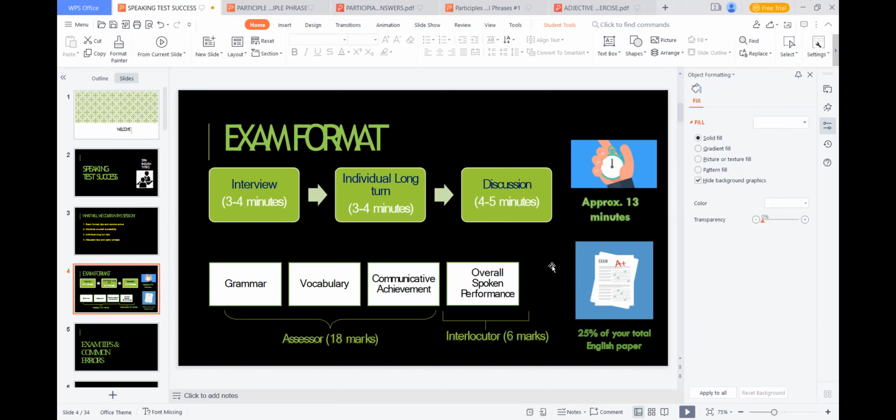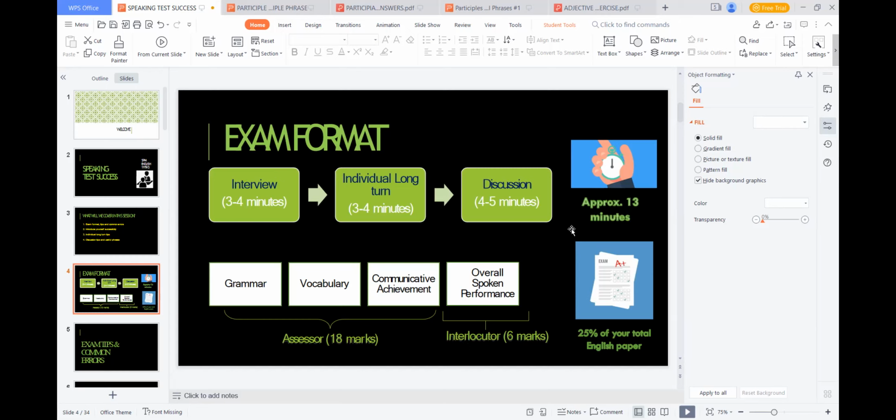All right, so what will we be looking at? We look at 4 parts: grammar, vocab, communicative achievement, and overall spoken performance. For grammar, vocab, and communicative achievement, the assessor gives the marks, 6 each, 18 marks altogether. Overall spoken performance, the marks will be given by the interlocutor who is sitting in front of you, 6 times 4, 24 marks altogether. And the assessor is the examiner coming from another school, who will be sitting diagonally behind the interlocutor.